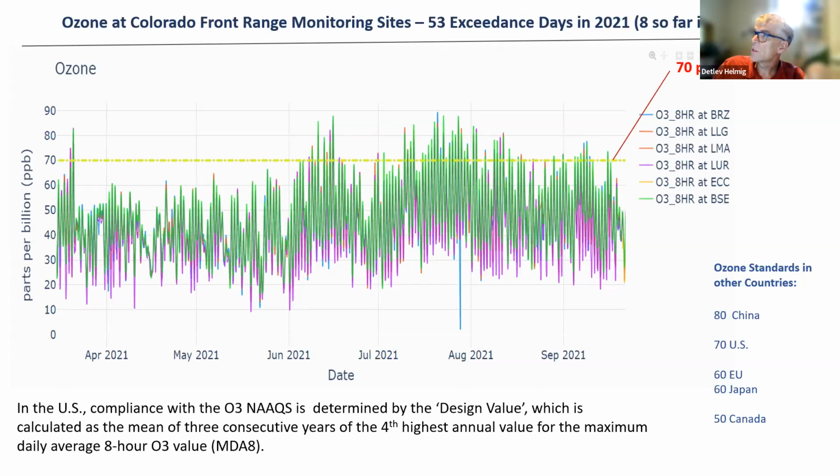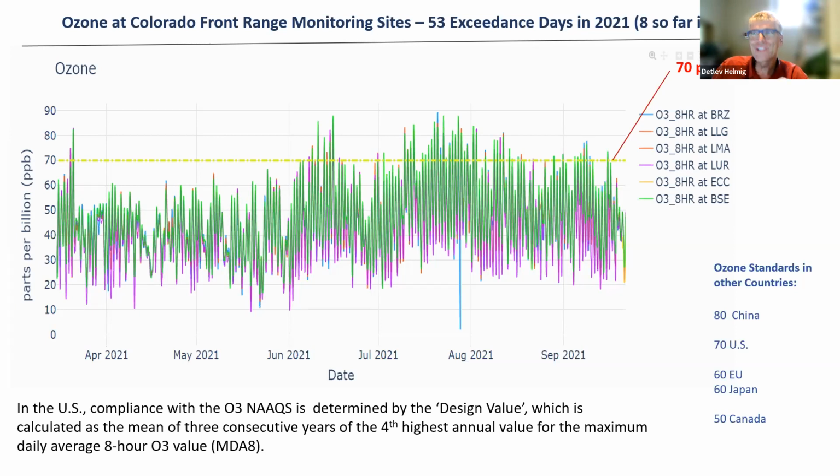If I count all these exceedances, I get 53 for last year. So far this year, we've been quite a bit better. We've had 8 exceedances so far as of right now, but we're just about halfway through the ozone season. Now I put down here at the bottom the definition, how this is calculated.